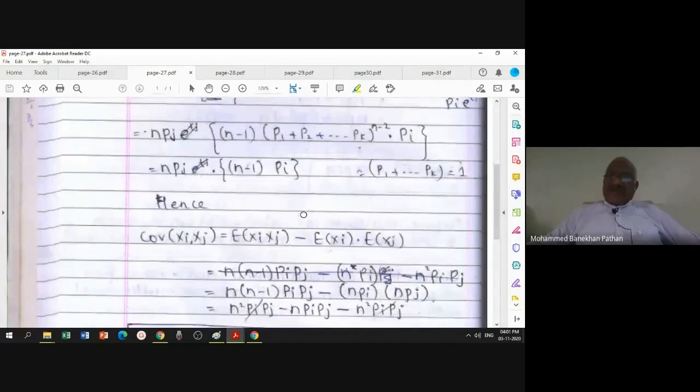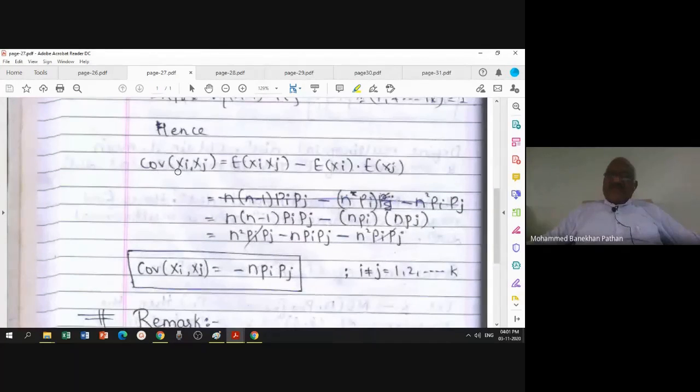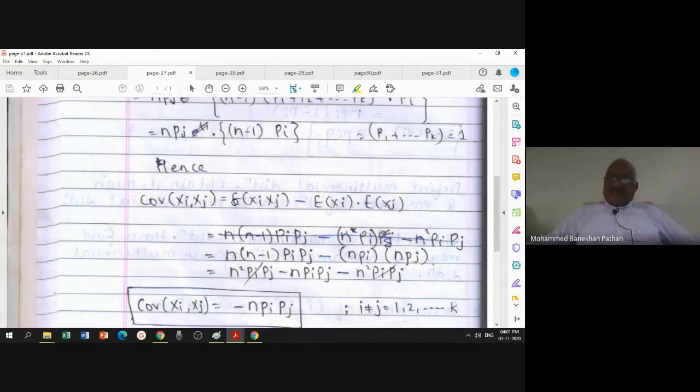Now we want to develop covariance. So covariance of xi, xj, by definition, is expected value of xi xj minus E of xi multiply E of xj. You have this answer, the expectation of product, n multiply n minus 1 multiply pi pj, that is here, minus E of xi is n pi, E of xj is n pj.